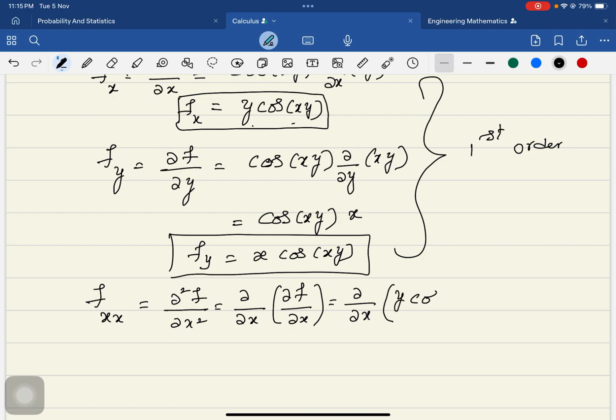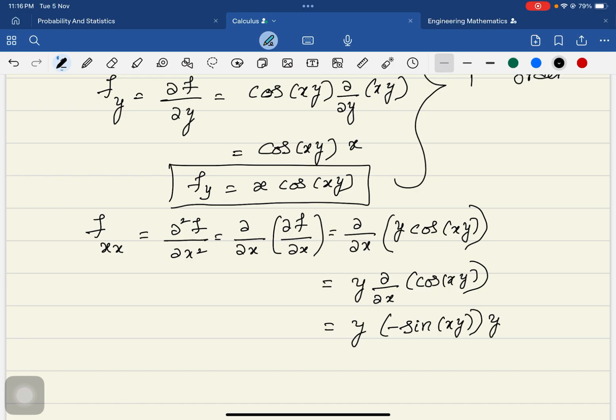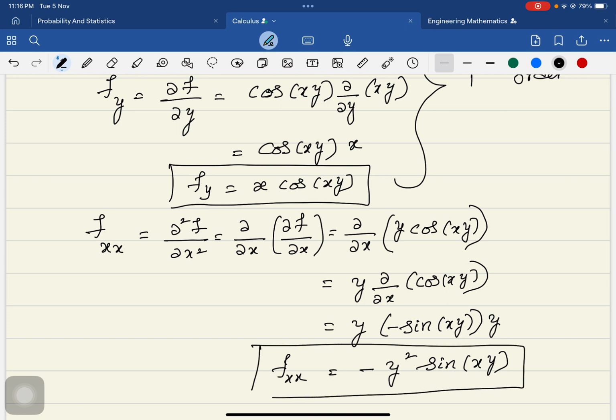y cosine of xy. Now what is the constant here? The constant is y. So drop down y as it is and then do the differentiation of cosine of xy. Now what is the derivative of cosine? It is negative sine of xy. Now the chain rule: the derivative of xy with respect to x is y. Therefore, the value of fxx is given by minus y square times sine of xy. So this is the second order partial derivative.